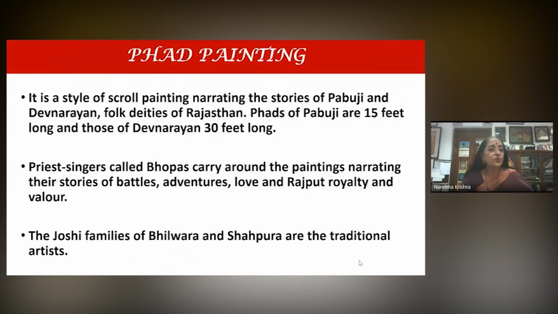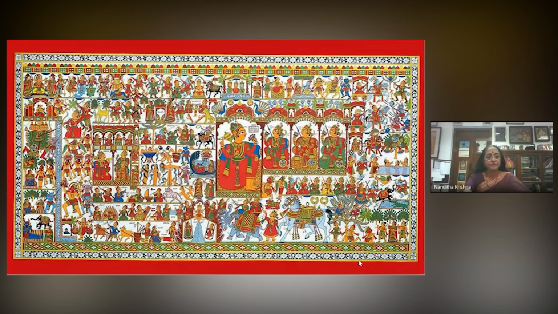The next one we go to is Par, a kind of scroll painting narrating the stories of Pabuji and Devnarayan, folk deities of Rajasthan. Priest singers called Bhopas carry around the paintings, narrating their stories. And the Joshi families of Bhilwara and Shahpura are the traditional artists. So you can see how exquisite it is. This is a modern part. I had an older one in my possession, but the photograph didn't come out very well.